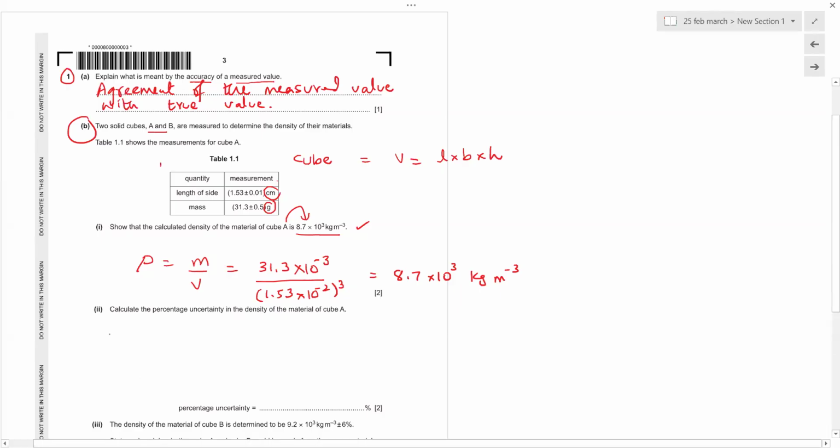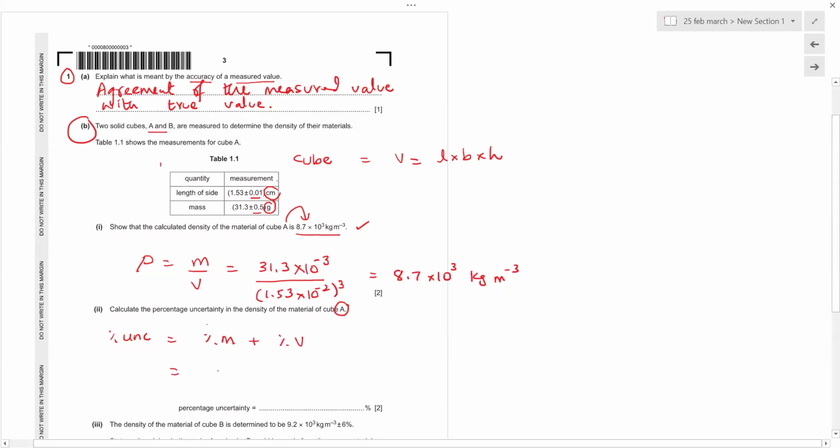Then it says calculate the percentage uncertainty in the density of the material of cube A. So we have absolute uncertainties here. We have to convert them into percentage uncertainty. So for percentage uncertainty, what we are going to do is find the percentage uncertainty in mass plus the percentage uncertainty in volume. And since it is length cubed, this has to be multiplied by 3.